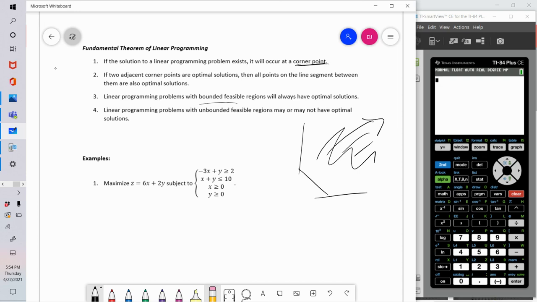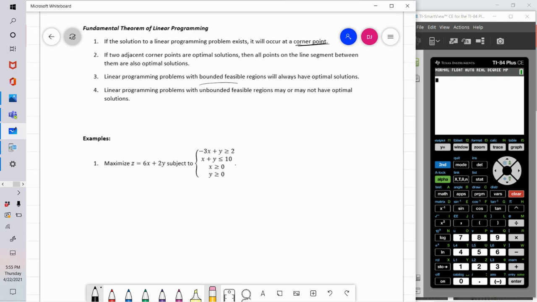A bounded feasible region will always have an optimal solution. If it's unbounded, it may or may not have an optimal solution. And again, most of the problems we're going to explore in this video, at least as an introduction to linear programming, the regions will, for the most part, be bounded, okay?